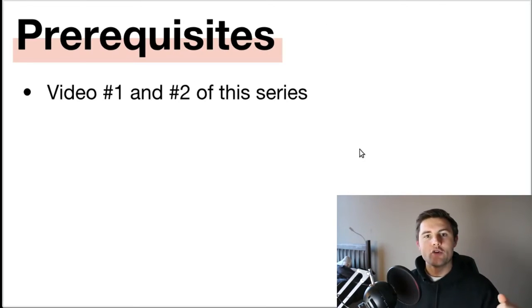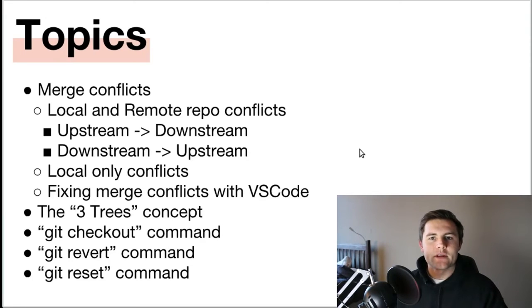Now, this has 2 prerequisites. That would be video number 1 and number 2. If you're already a little bit familiar with Git as a source control tool, you just need to watch video number 2 because we're going to be continuing with that repository in this video and working off of it. We'll be covering a variety of topics, but pretty much the main ones would be the Git Checkout, Revert, and Reset commands, as well as an overview of the 3 trees concept that you might hear every so often.